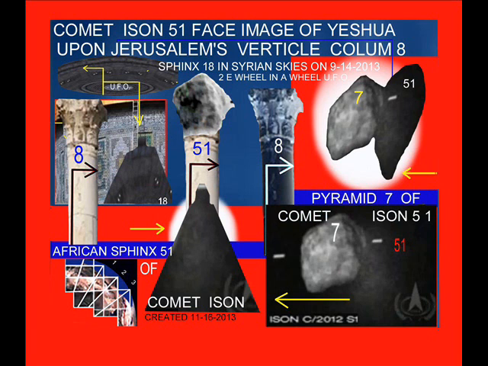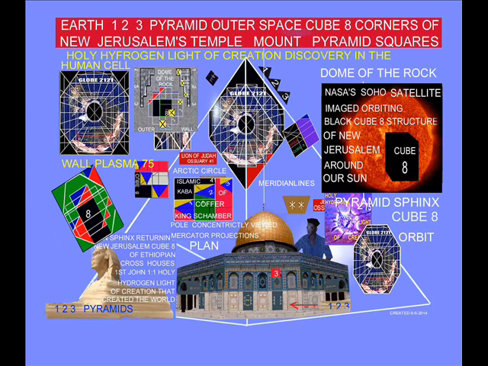So now, as we uncover and unlock the lion sphinx of Genesis 49 chapter and 8th verse in the King James Bible, globe Earth stealth pyramid Mercator projections to the cube A structure of New Jerusalem, which is now in orbit around our sun. It was filmed by the National Space Administration SOHO satellite imagery as the orbiting black cube A structure in New Jerusalem. It's the size of Jupiter actually.